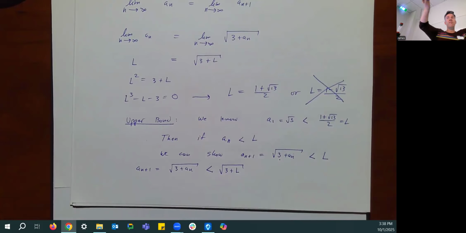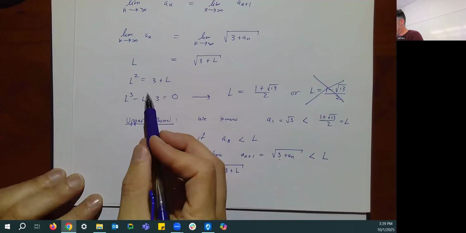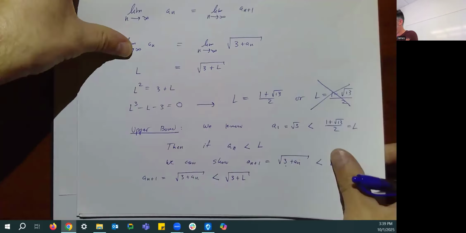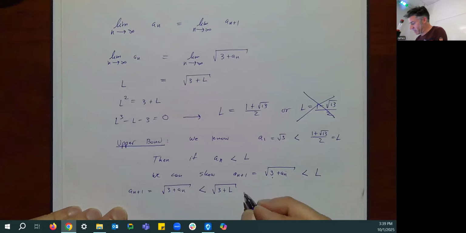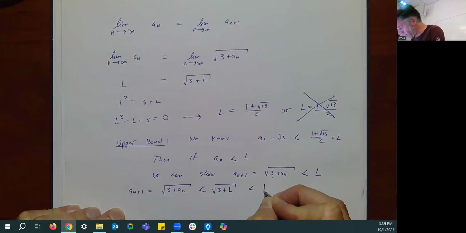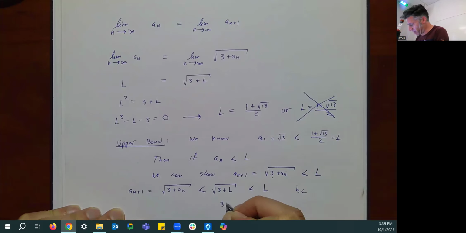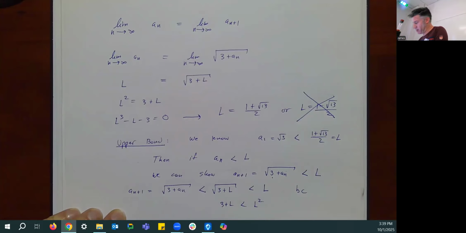And we are in the middle of the parabola, where this inequality here is still, let me double check, less than 0. So we can say that this is less than L also, because 3 plus L is less than L squared. And now I feel like I'm going to say the wrongest thing ever. Sorry, brain.